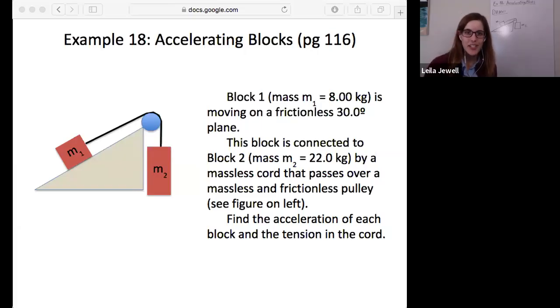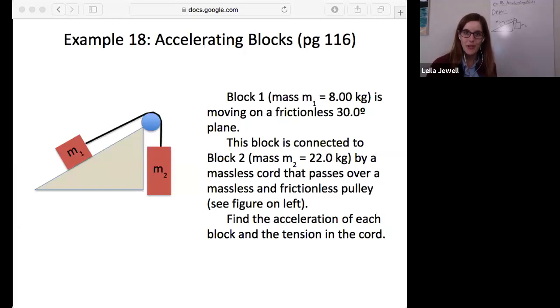Example 18, accelerating blocks. Block 1, mass 8 kilograms, is moving on a frictionless 30-degree plane. This block is connected to block 2, mass 22 kilograms, by a massless cord that passes over a massless and frictionless pulley. See figure on left. Find the acceleration of each block and the tension in the cord.